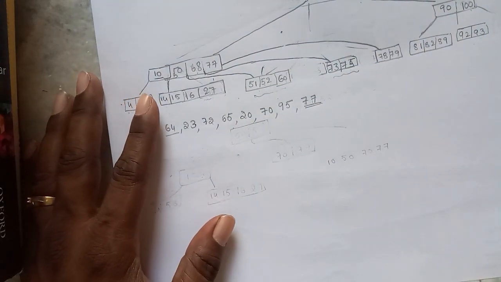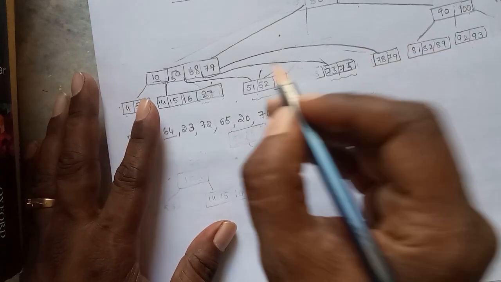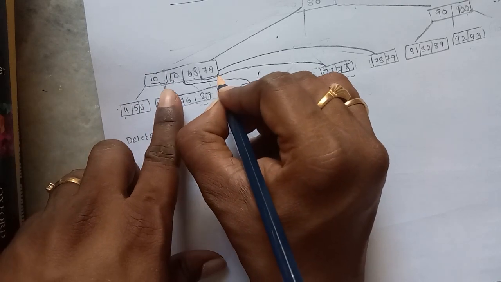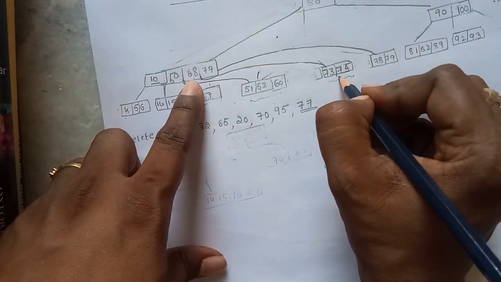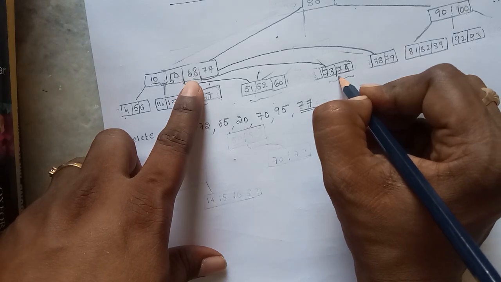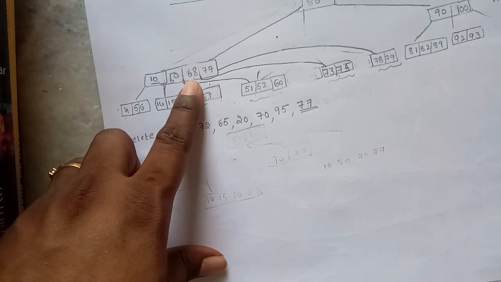Suppose you are removing element 77. What is the position of 77? 77 is at this position. The left subtree is this one, 73 and 75, and the right subtree is 78 and 79.